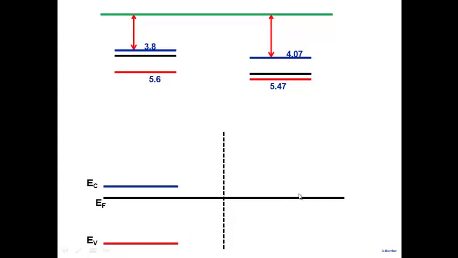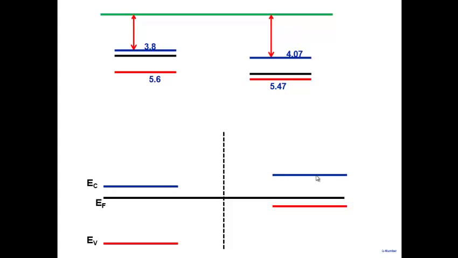And similarly, we can go ahead and locate where EC and EV on this side of the junction are. So we locate it here. We know that it's closer to EF, so it is somewhere here. And its EC would be somewhere over here, right? So we locate these points here.